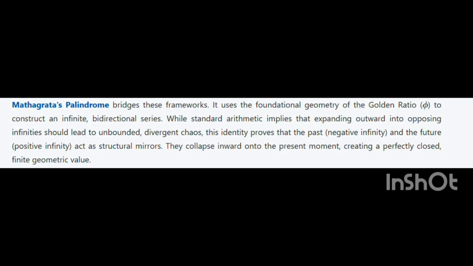As you can see, Mathagrata's palindrome bridges these frameworks. It uses the foundational geometry of the golden ratio phi to construct an infinite bidirectional series, while standard arithmetic implies that expanding outward into opposing infinities should lead to unbounded divergent chaos. This identity proves that the past, that is up to negative infinity, and the future, that is up to positive infinity, act as structural mirrors. They collapse inward into the present moment, creating a perfectly closed finite geometric value.